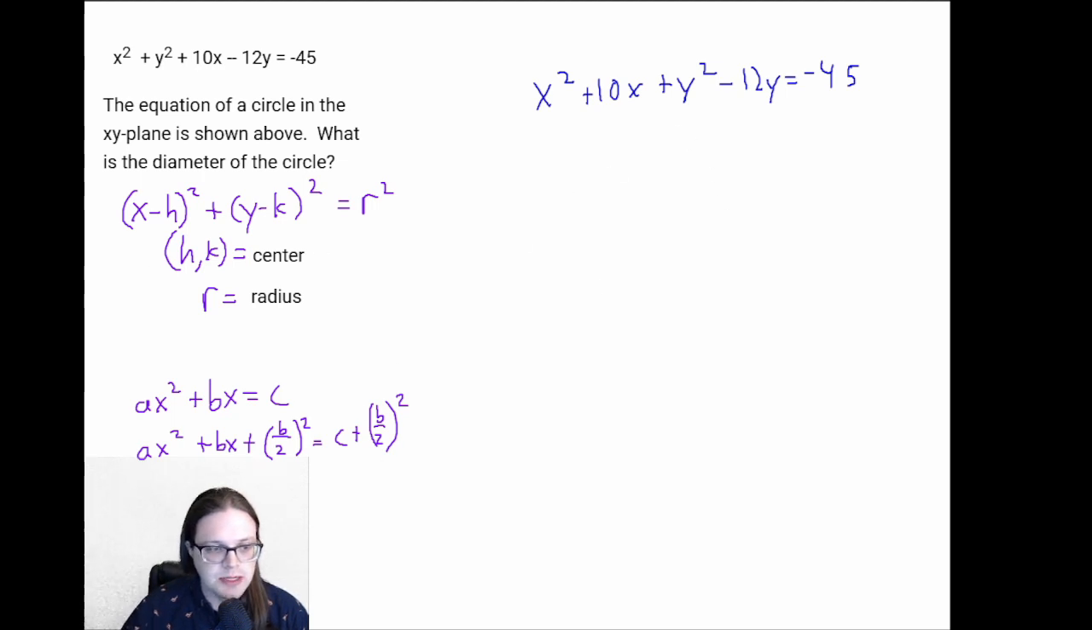So let's go back to our original problem here, and I'm going to just take a look at my x terms.